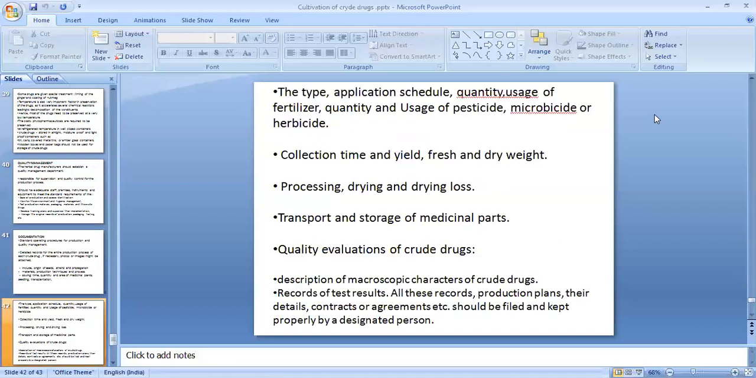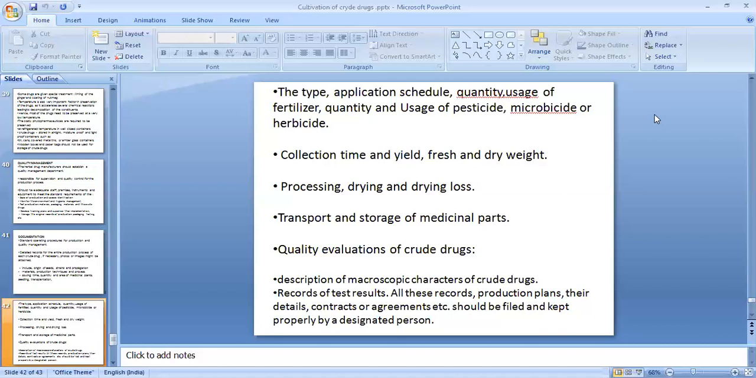And also you have to maintain the record about the fertilizers, that is the type of fertilizer used, the application schedule, quantity, usage of fertilizer, and also regarding the pesticides, all the details, that is the quantity, usage, and what type of pesticide they are using, either a microbicide or a herbicide or whatever it is, all the details have to be recorded and documented. And also the documentation should be made regarding the collection and time of the yield, fresh and dry weight of the crude drugs, processing and drying methods, and the drying loss. All those things have to be recorded and documented.